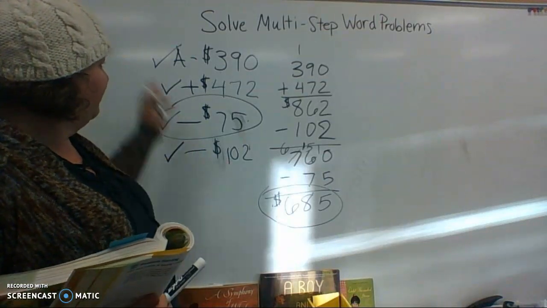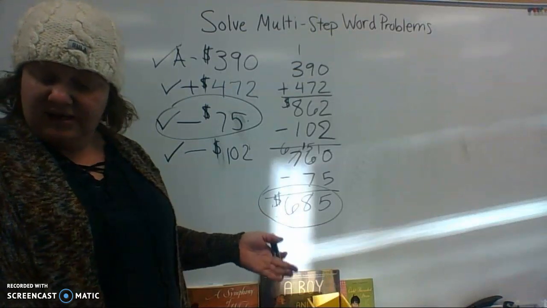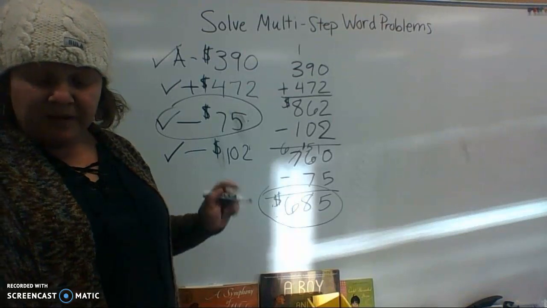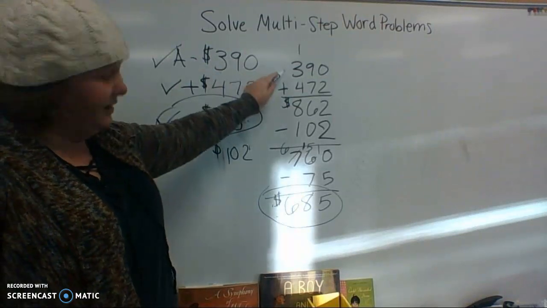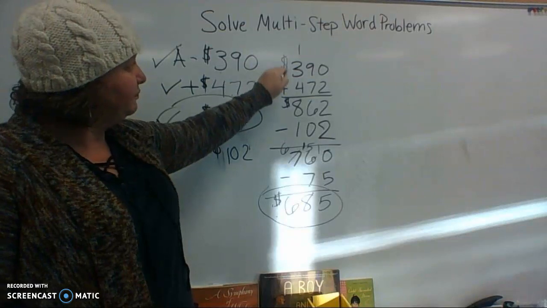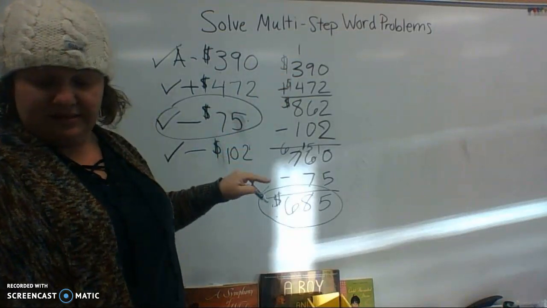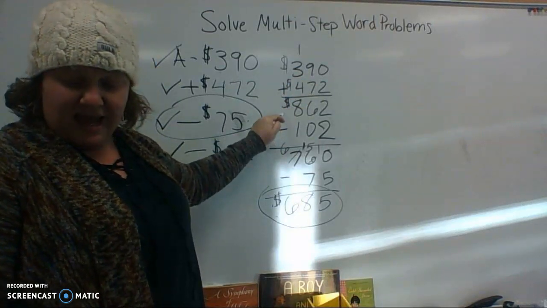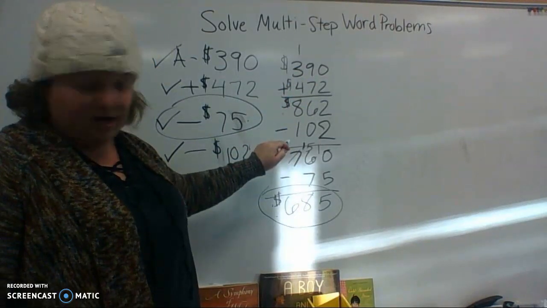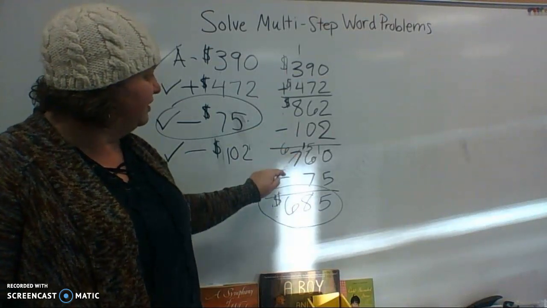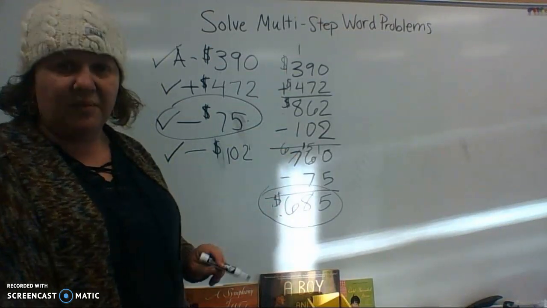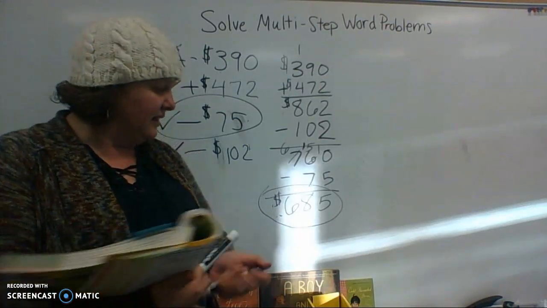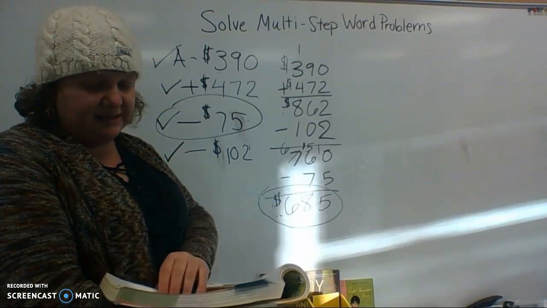So I finished my 75. I have all my numbers checked off. And you could even read the problem again if you just wanted to double check your work. The music club had $390. They earned $472, so there's my addition. That makes sense. Afterwards, they had to pay $75 and $102. There goes my 102. There goes my 75, and here I end up with my answer. So all of that ends up making sense. Okay. All right, let's flip our page and head to the next one.